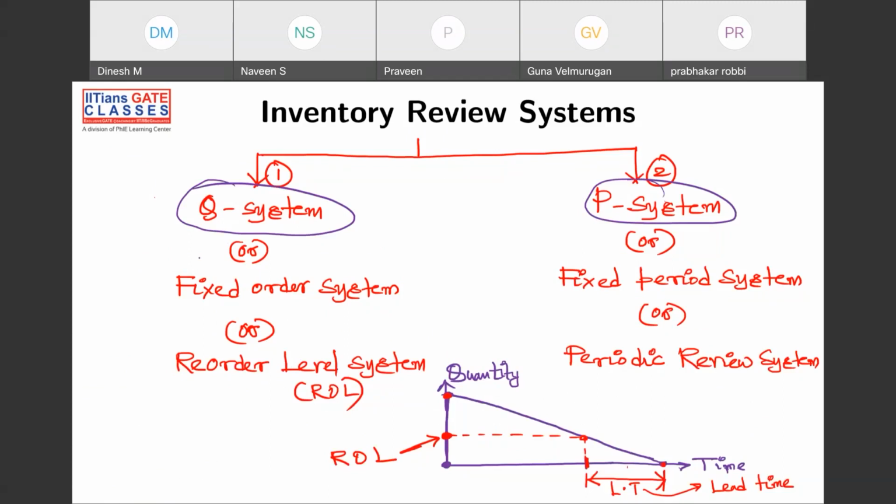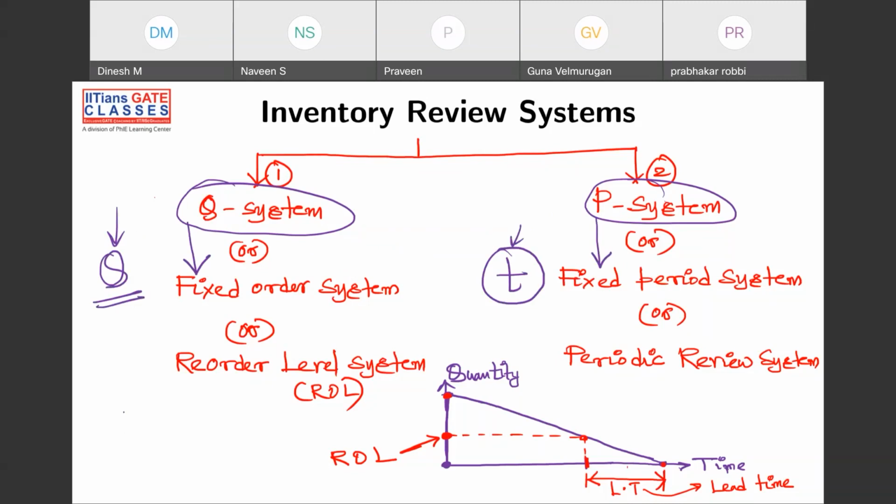Okay. One is Q system. Another is P system. What is Q system? Q system is nothing but fixed order system. P system is fixed period system. Order quantity, Q: how many you are ordering? Period, time T: how many you are ordering per time? If T is fixed, something is happening. If Q is fixed, something is happening. We'll see what that is.